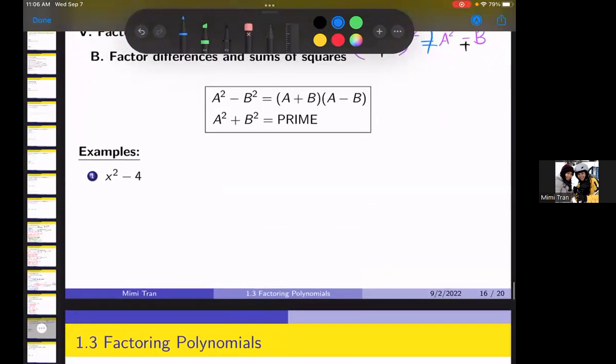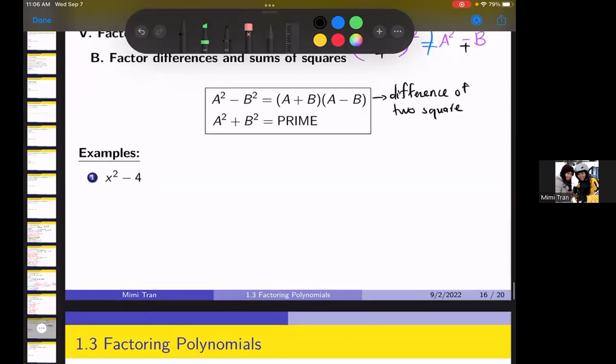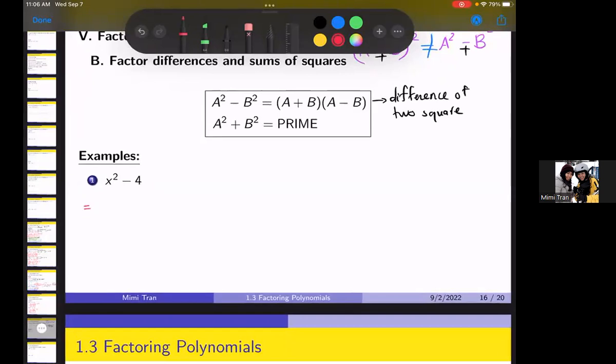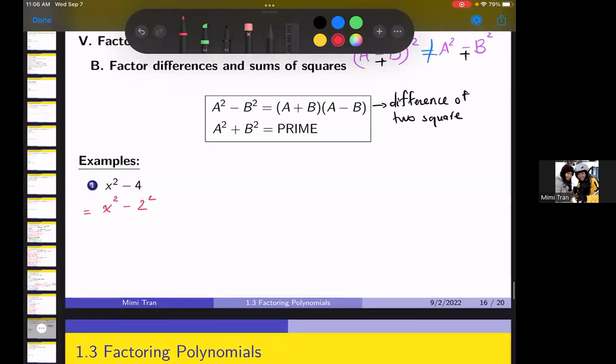The first one, what rule do I use? By the way, this is called difference of two squares. So I can rewrite it x squared minus 2 squared. A is x, B is 2. So A plus B, which is x plus 2, and A minus B, which is x minus 2.